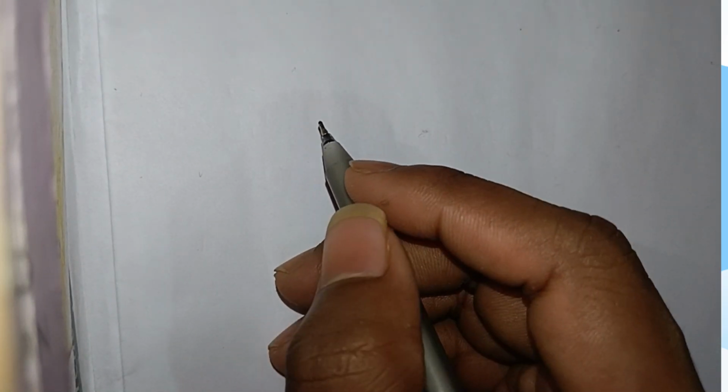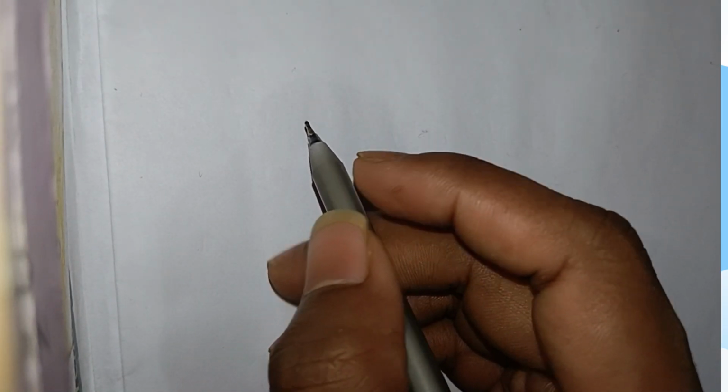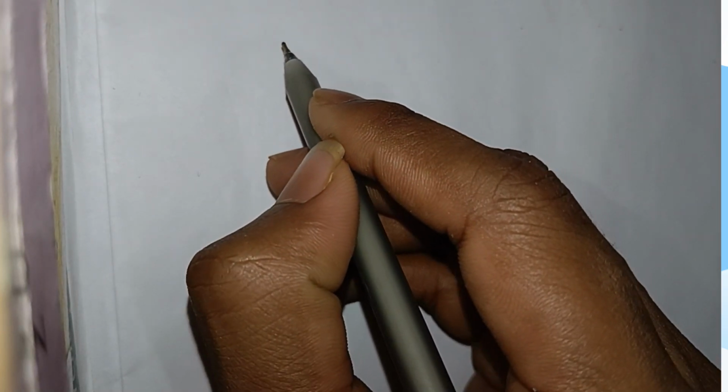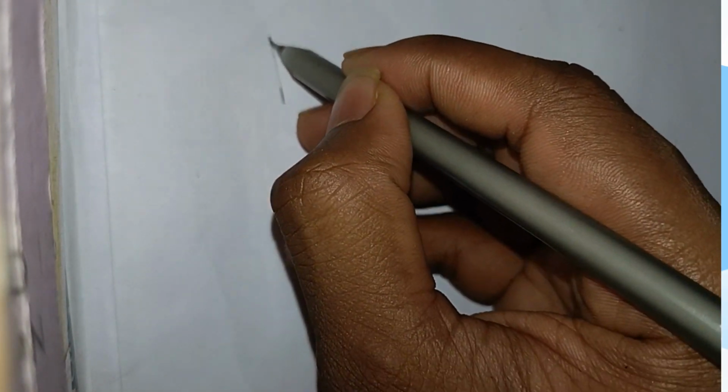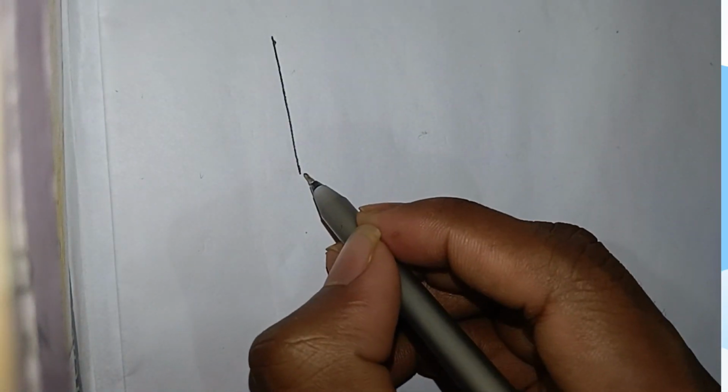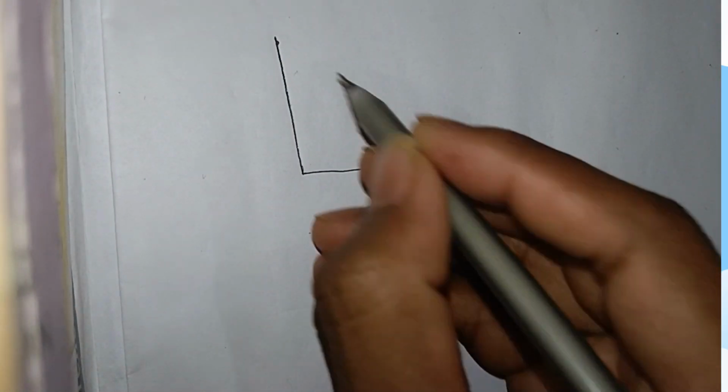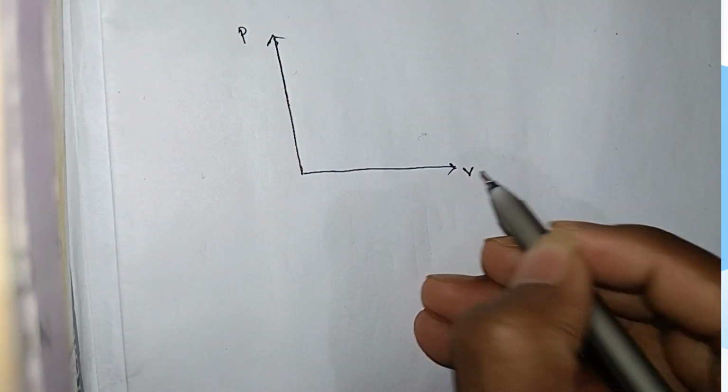We will see the Carnot cycle in this lecture. What is the importance of the Carnot cycle and what is the process in the Carnot cycle? And the TS diagram and the PV diagram of the Carnot cycle. First, I draw the PV diagram of the Carnot cycle. P is on the vertical axis and V is on the horizontal axis.